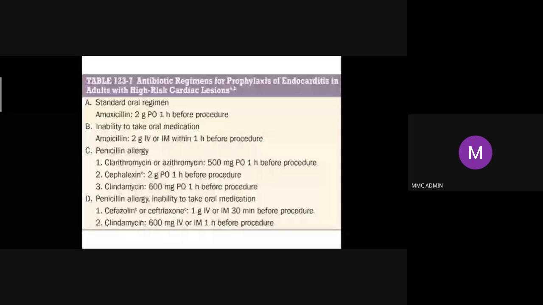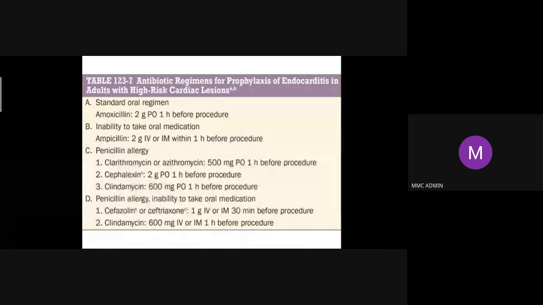If they are going for any surgical procedure, we will definitely give prophylaxis. The standard regimen is amoxicillin. For inability to take oral medications, like unconscious patients or those on sedation, we can use ampicillin. If the patients are allergic to penicillin, we use clarithromycin or clindamycin.